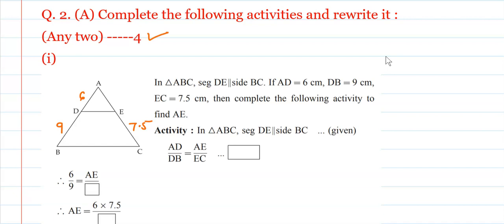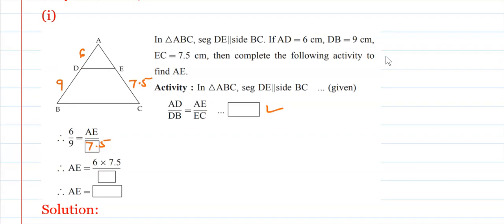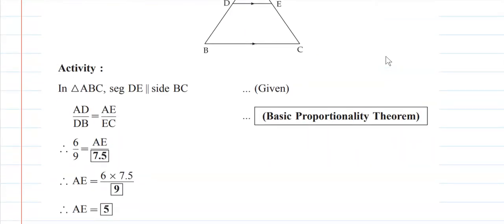Activity: in triangle ABC, segment DE is parallel to segment BC. Therefore, AD upon DB is equal to AE upon EC by the basic proportionality theorem. Here you will write the answer, basic proportionality theorem. Then what is here? 6 upon 9 is equal to AE upon EC, which is 7.5. Okay. And the next is cross multiplication. AE is equal to 6 into 7.5 upon 9. And then finally, after the calculation, write the value of AE.